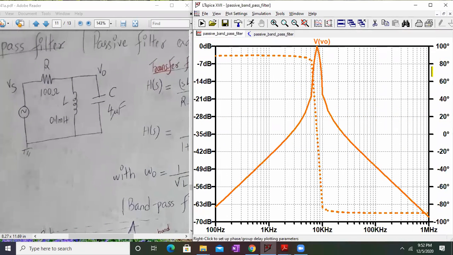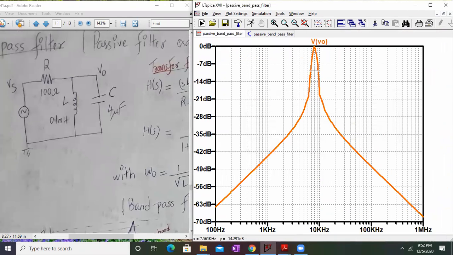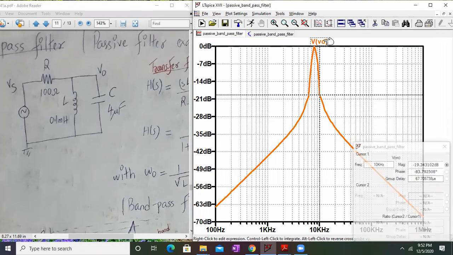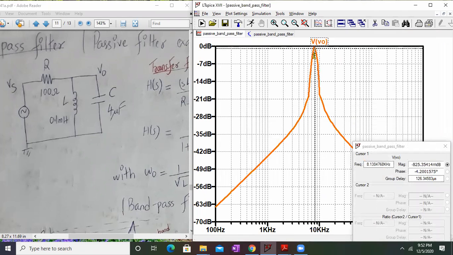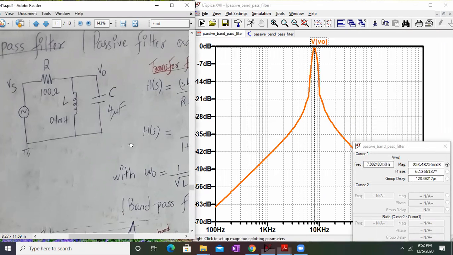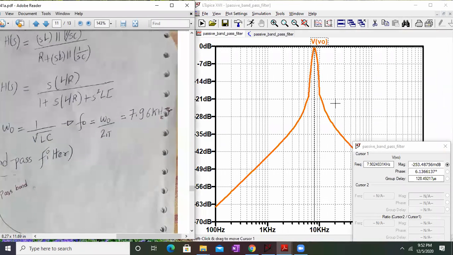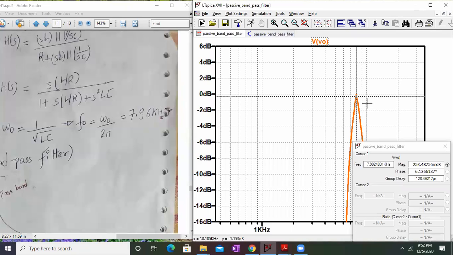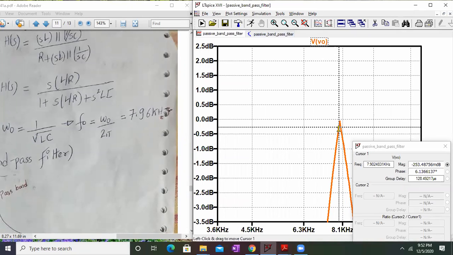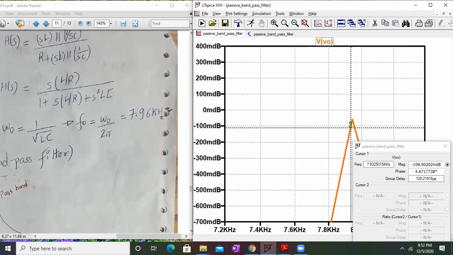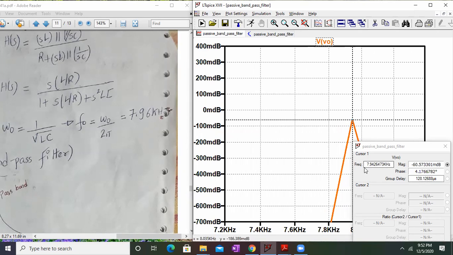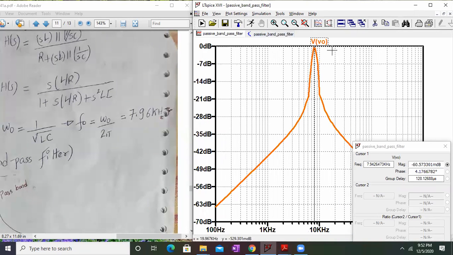Yeah, as you can see clearly, it passes a band of frequencies, and let's check this value. This value should be close to around 7 point something, right? Yeah, it should be close to 7.96, and we are getting a ridiculously close value. I need to move it a little up. If I expand it further, as you can see, the highest peak will be over here, 7.94 kilohertz.